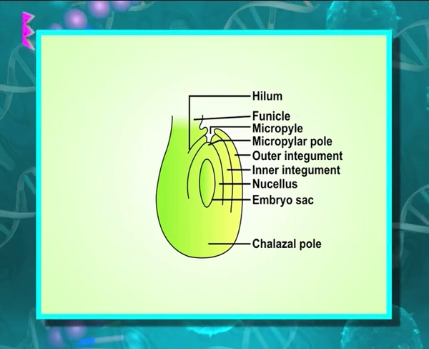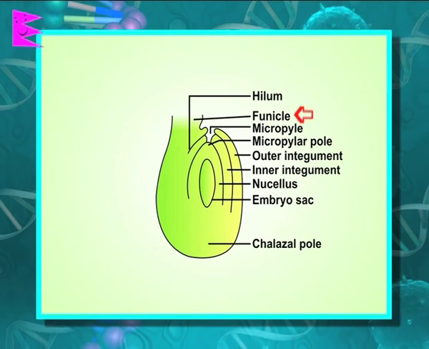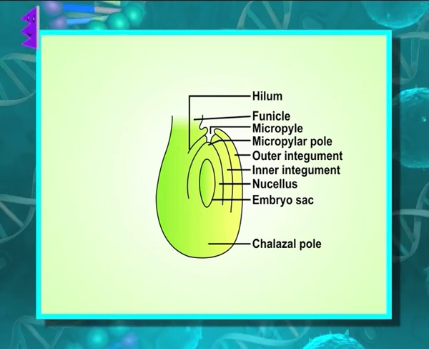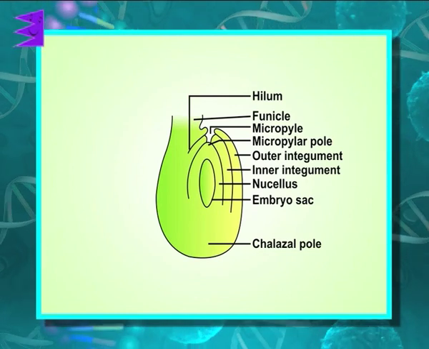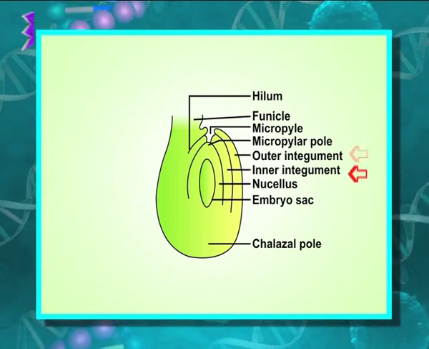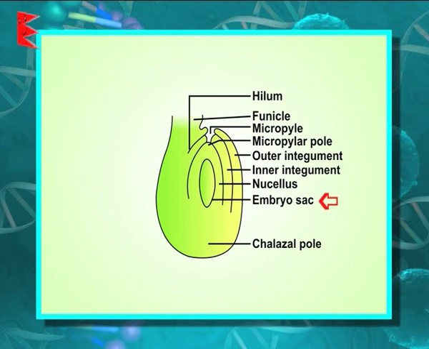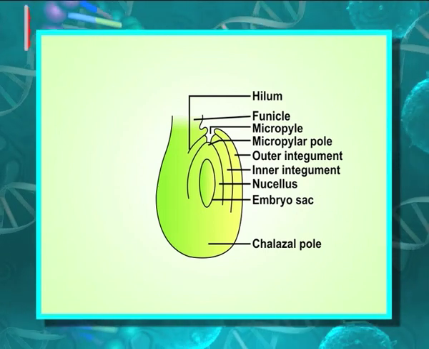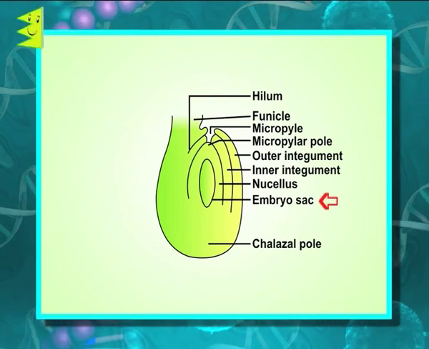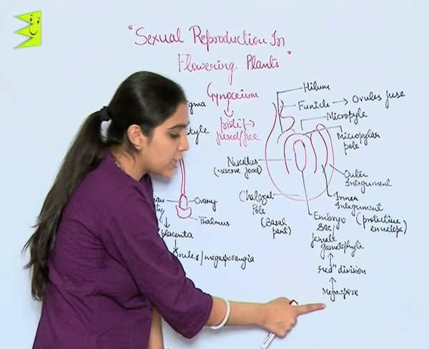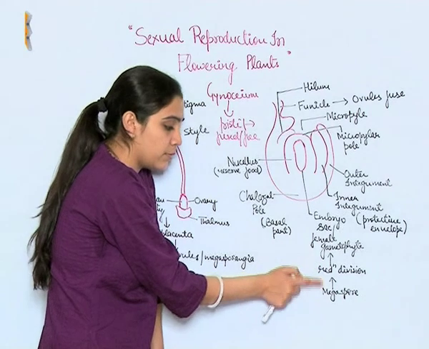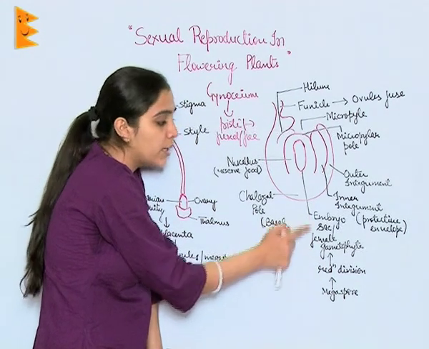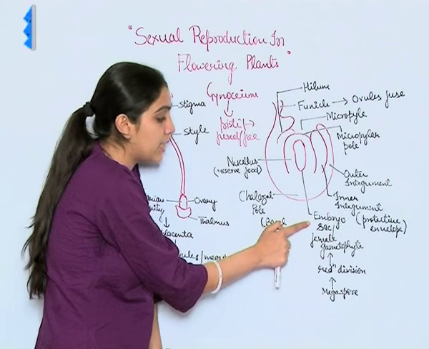is known as the hilum. Now, here you will see two integuments, the outer one and the inner one. These are nothing but the protective envelope, and beneath this there is the embryo sac. Embryo sac is nothing but the female gametophyte, which is formed by reduction division of the megaspore. The megaspores divide, that is, reduction division occurs, and thus the female gametophyte is formed, which is nothing but the embryo sac.